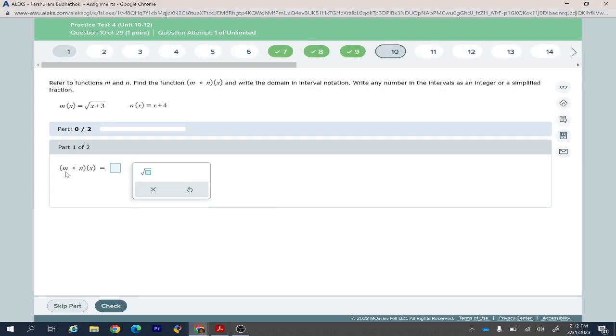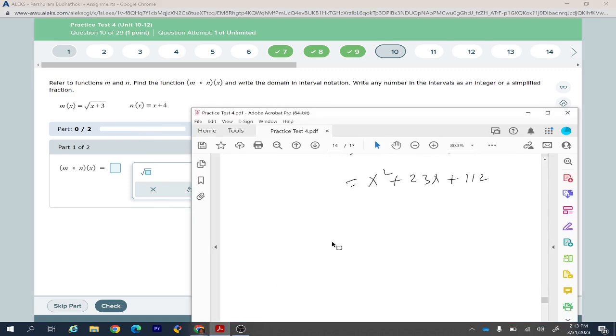Number 9, find the composition one more time, and then you find the domain in interval notation. I'm going to skip this question because it's very similar to problem number 9. Find the composition and look at the... okay, here's the thing. I can do this problem because the domain and the function has a restriction here. So first of all, let's find the function m composite n of x.